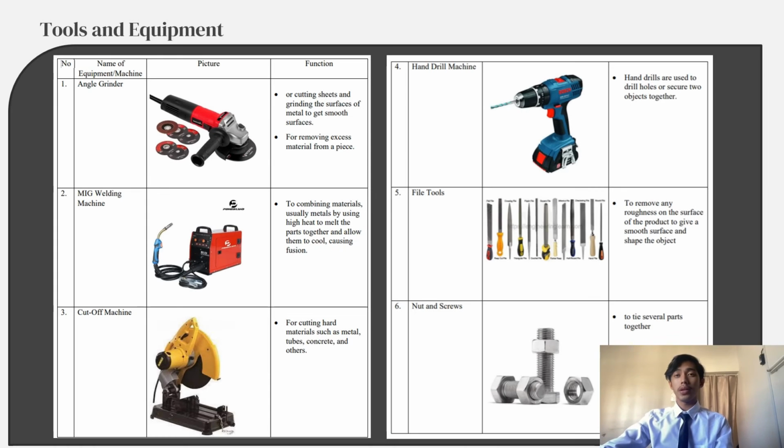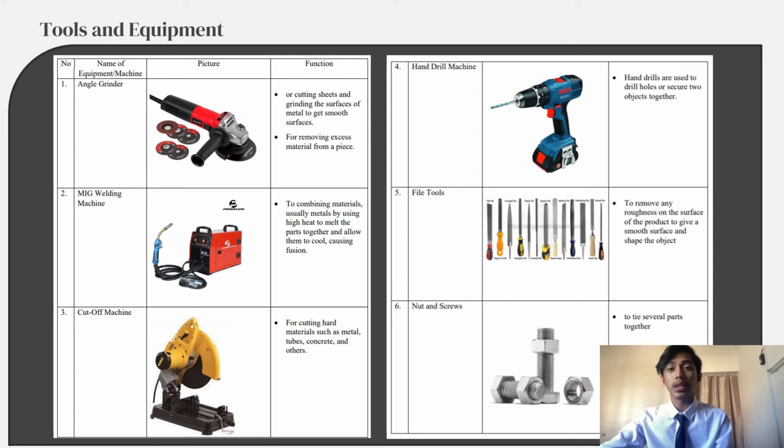Tools and equipment are also needed in this project. The first is angle grinders. The function is cutting sheets and grinding the surface of the metal to get a smooth surface, and also removing excess material from a piece. The second is the MIG welding machine. It is used to combine materials, usually metals, by using high heat to melt the parts together.